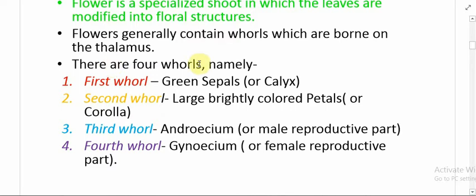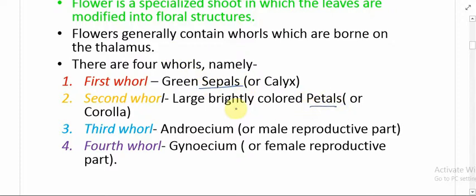So there are four whorls, means four key parts of a flower. The first whorl is the green sepals or calyx. The second whorl, large brightly colored petals or corolla. Okay, petals. So what are they? First one is sepal and the second whorl is petals.